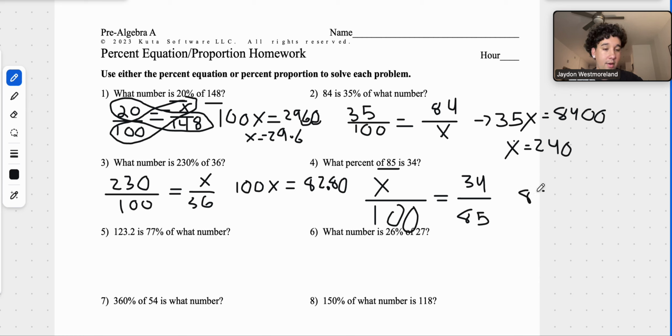We're going to have 85x is equal to 34 with 2 zeros behind it. Now, 3,400 divided by 85 gives me the answer of 40. So 40% is the final answer.